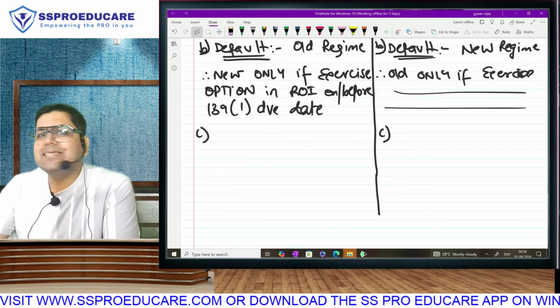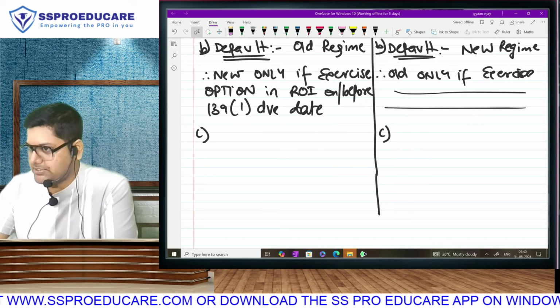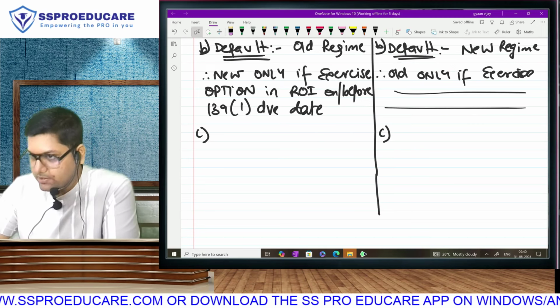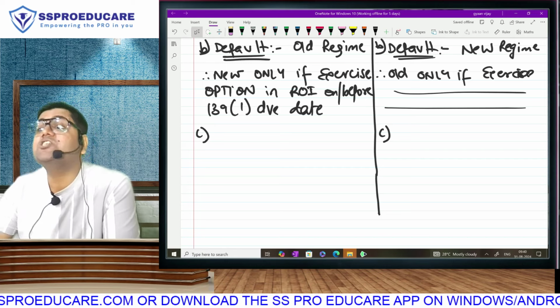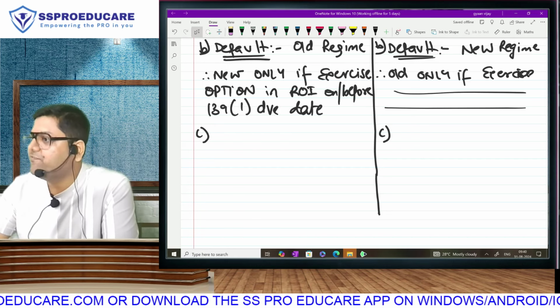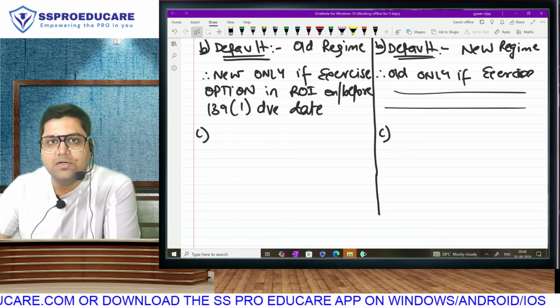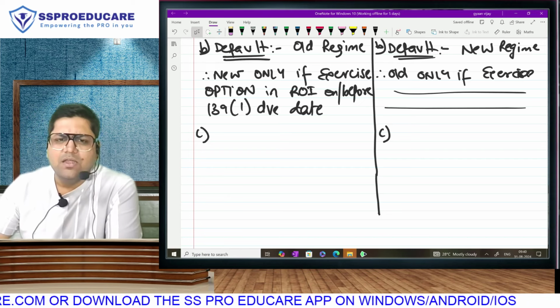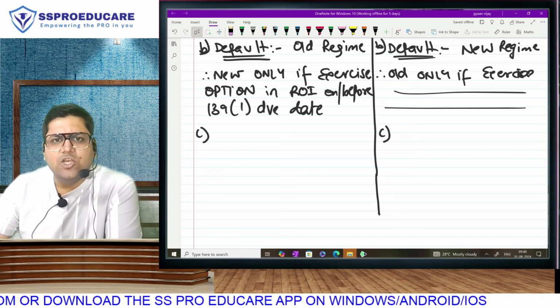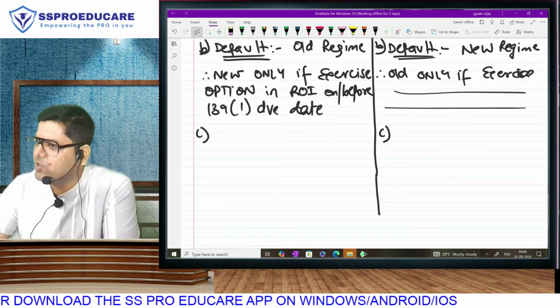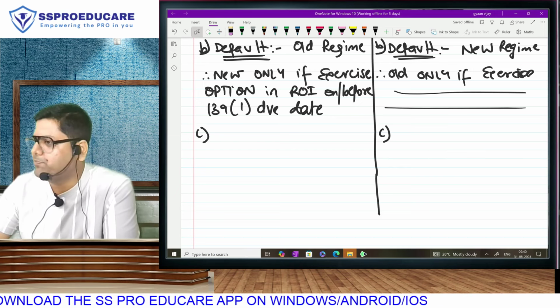But are the 6 similarities in all the 5 sections clear? And there are 3 differences only in 115BAC. First is resident and non-resident both covered, and second is the default regime, which is now the new regime. By default, you will be in new; only if you exercise the option, you will be put in old.